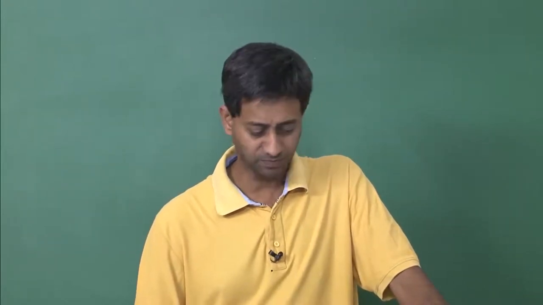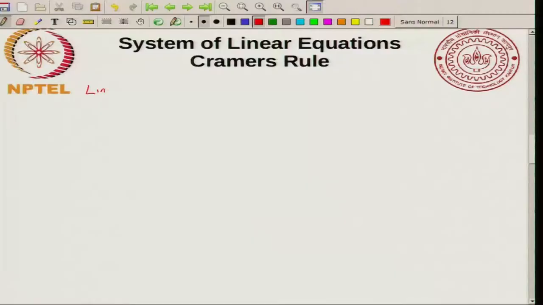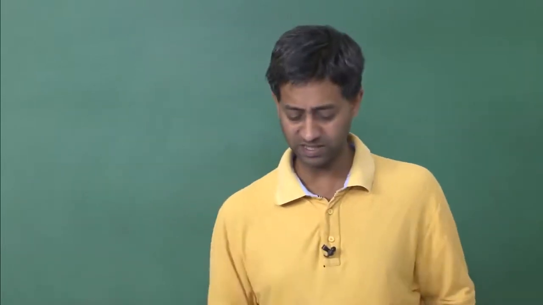Okay, so now let's look at some equations that are linearly dependent, or inconsistent. So we said that only if the equations are linearly independent and consistent can we apply Cramer's rule. So what would be an example of a case where the equations are not linearly independent, and what would be an example of a case where the equations are not consistent?